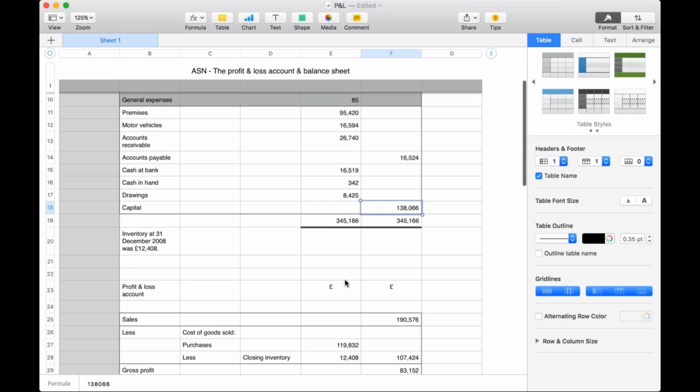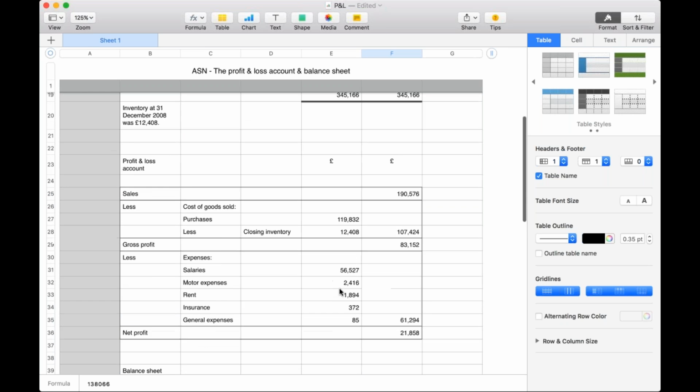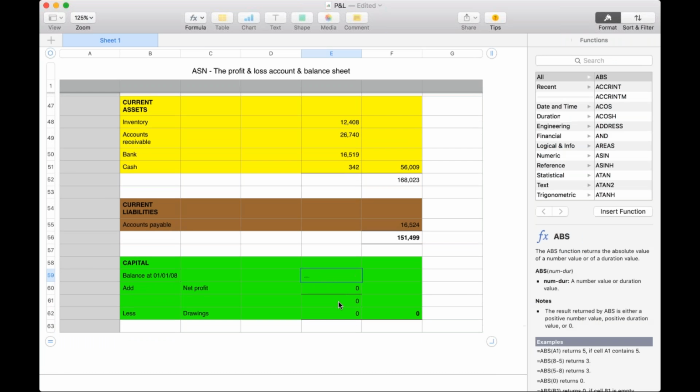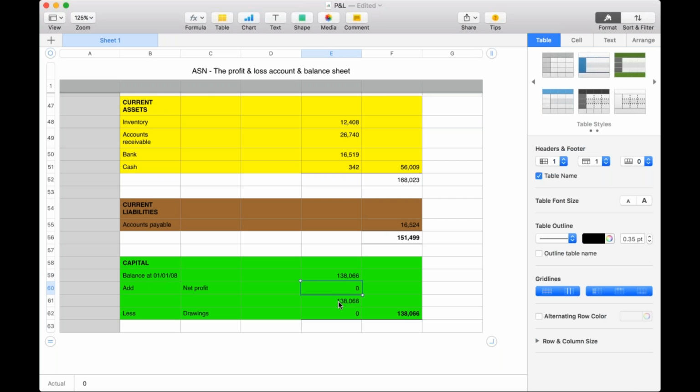So at the start of the year, it was 138066. So we're going to enter that figure in there. We're going to say 138066 in there like that. Okay, so we just ignore this. This is obviously a calculation. We'll ignore it until it's finished.